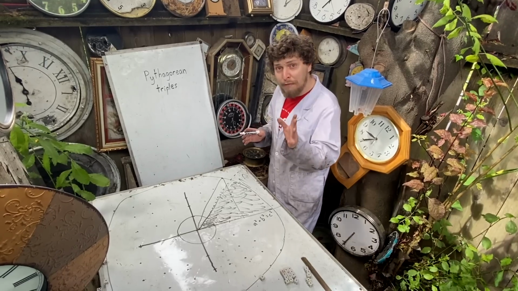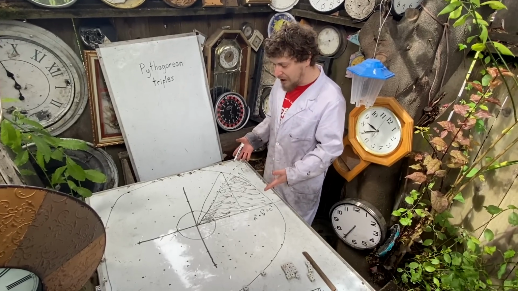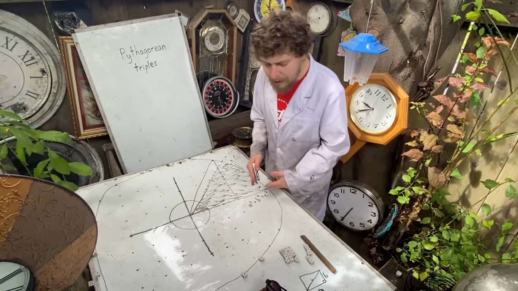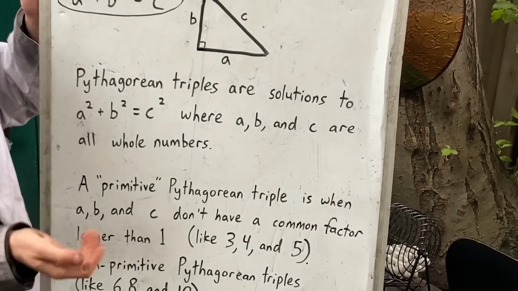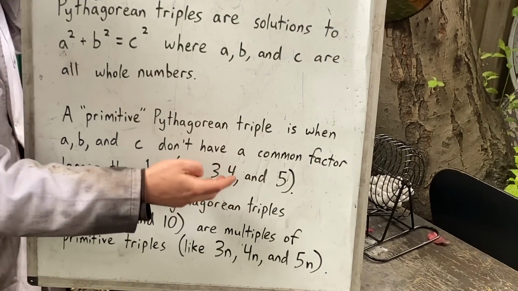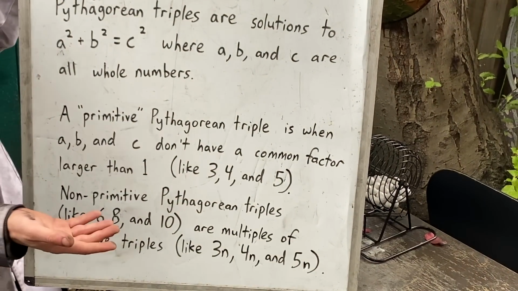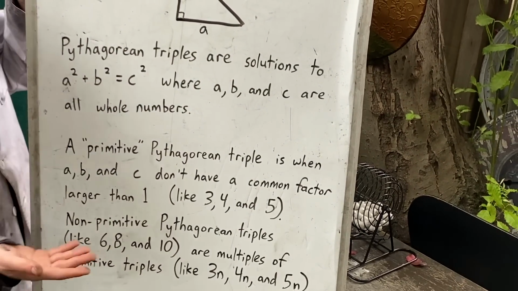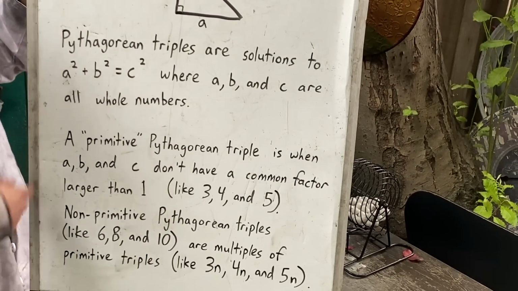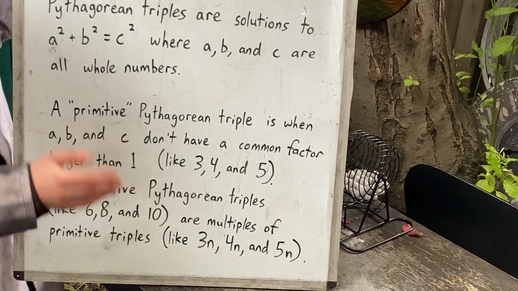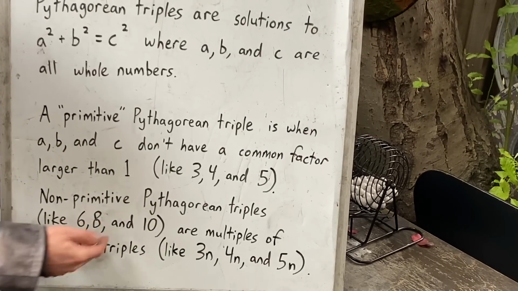Now that 3, 4, 5 solution actually gives us an infinite amount of solutions based on it. It's what we call a primitive Pythagorean triple, because 3, 4, and 5 don't have any factors in common. But what if I turn these into bigger numbers based on these that did have a factor in common, like doubled each of those? Well, it does work that 6 squared plus 8 squared equals 10 squared.